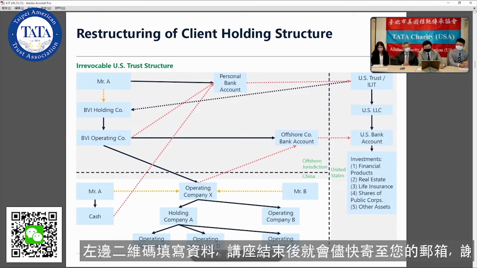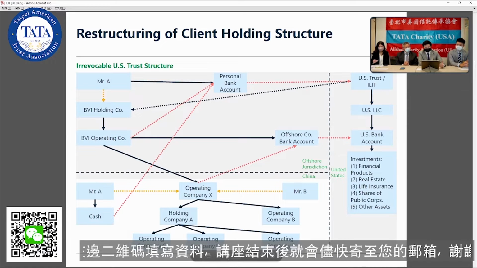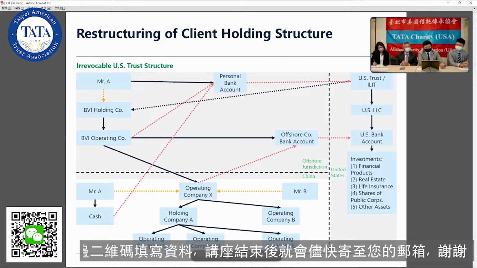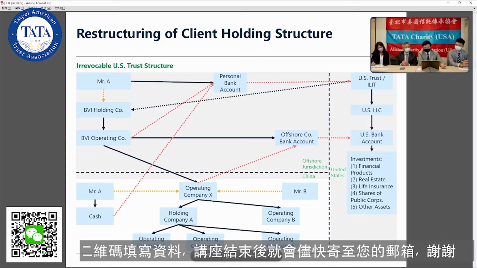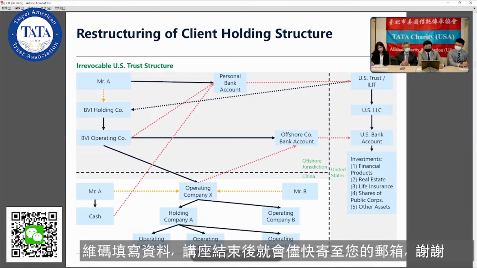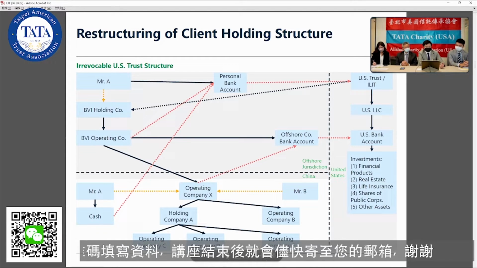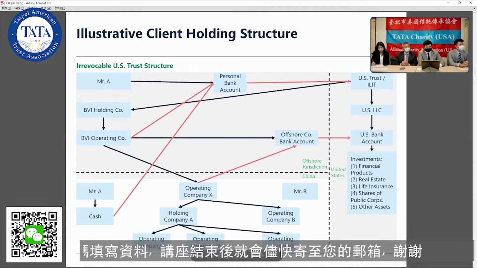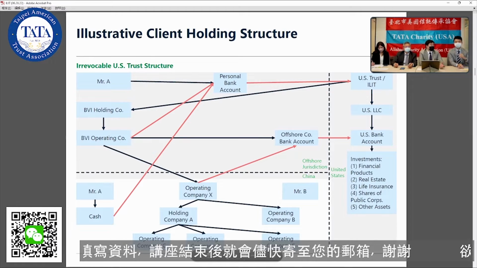And then essentially, the structures we've discussed with US attorneys, such as Tony and others, lead us to think that a US irrevocable trust is a great structure for both cross-border transfers and transfers to the next generation. And these often include ILITs, irrevocable life insurance trusts. So next slide. In the next slide, we see a sample holding structure.